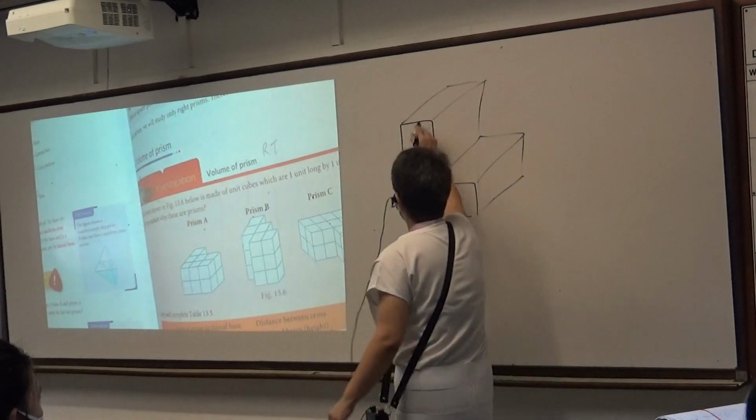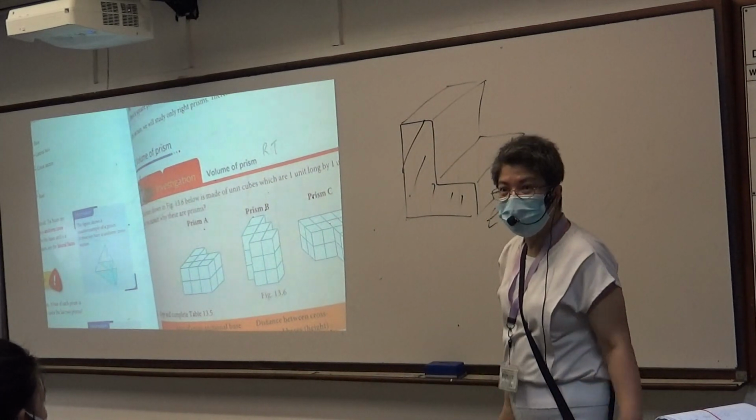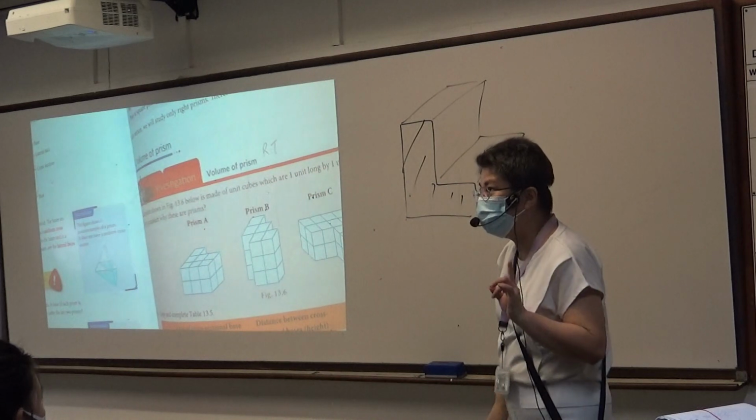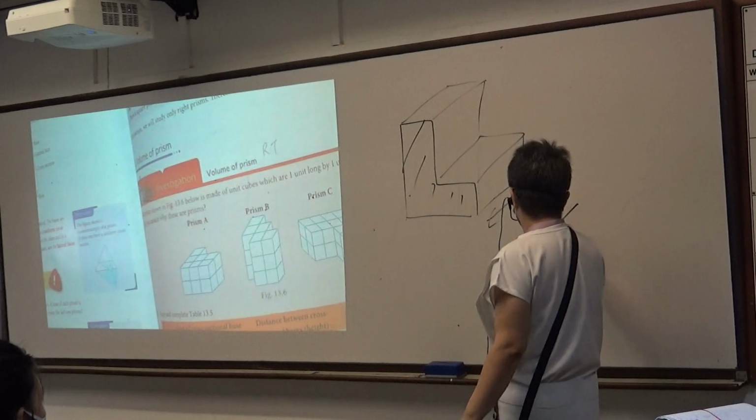So, this will be my base area. This will be my height. Are we clear here? Yes or no? So, prisms come in many kinds. Okay, next one.